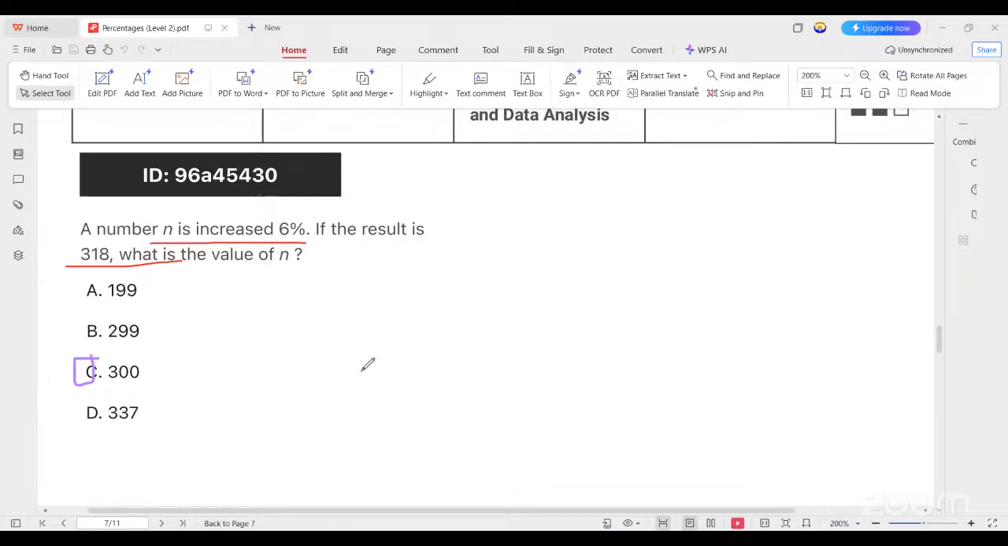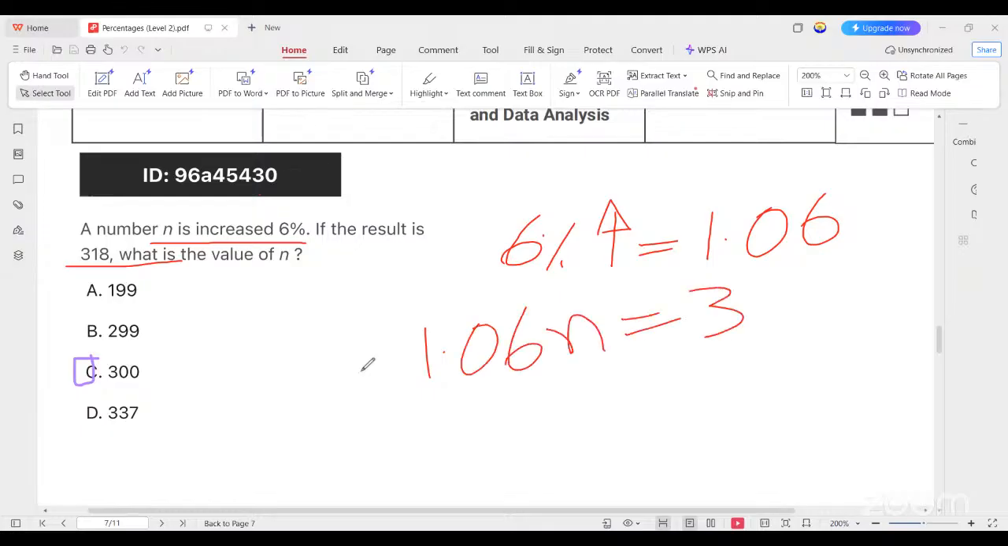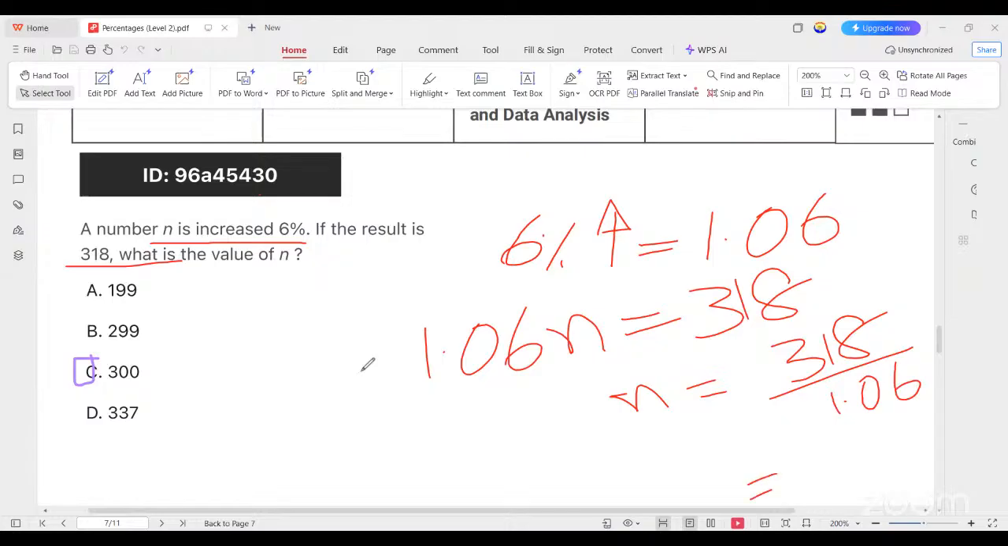Correct. So 6% increase means 1.06. So 1.06 N is 318. So N is 318 divided by 1.06, which is nothing but 300. Make a note. Right?